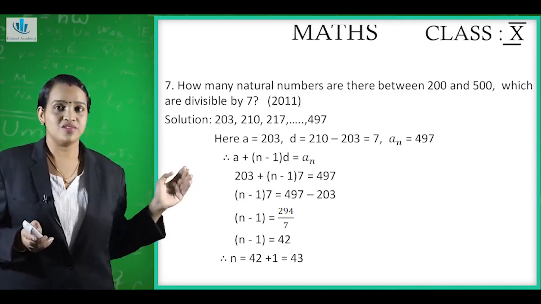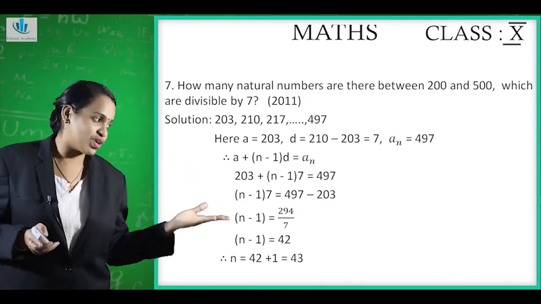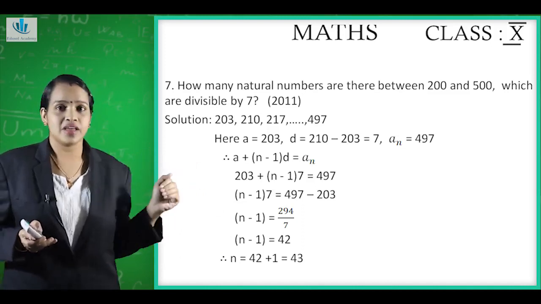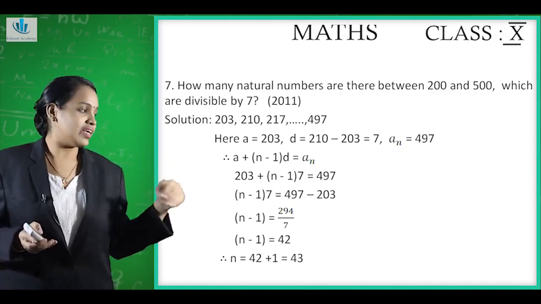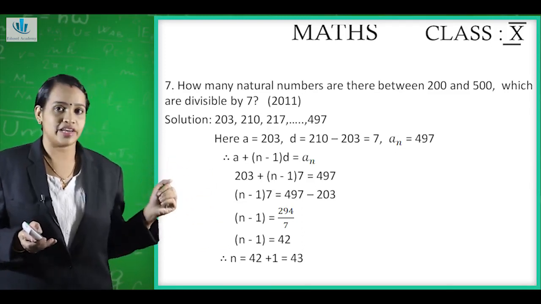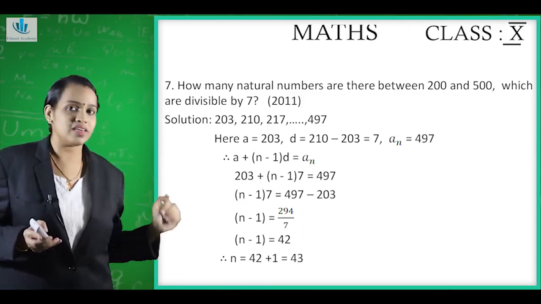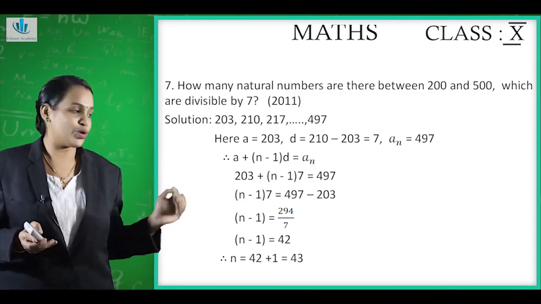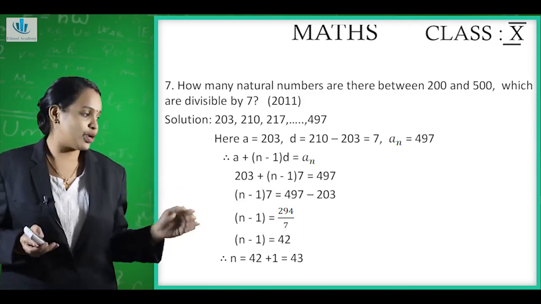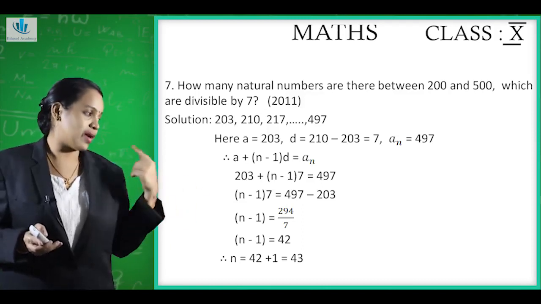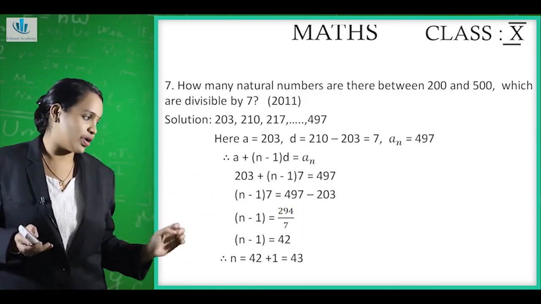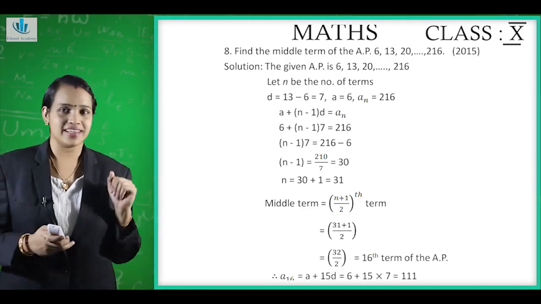(n minus 1) into 7 is equal to, we take 203 on the other side, it becomes 497 minus 203. n minus 1 is equal to, we will take 7 on the other side. So 497 minus 203 gives 294 upon 7. n minus 1 is equal to 294 upon 7, it gives 42. Therefore n is equal to 42 plus, we will take minus 1 on the other side, it becomes plus 1. 42 plus 1 is equal to 43.